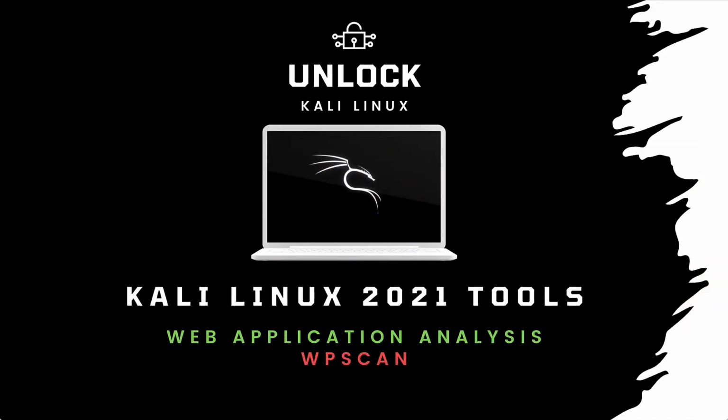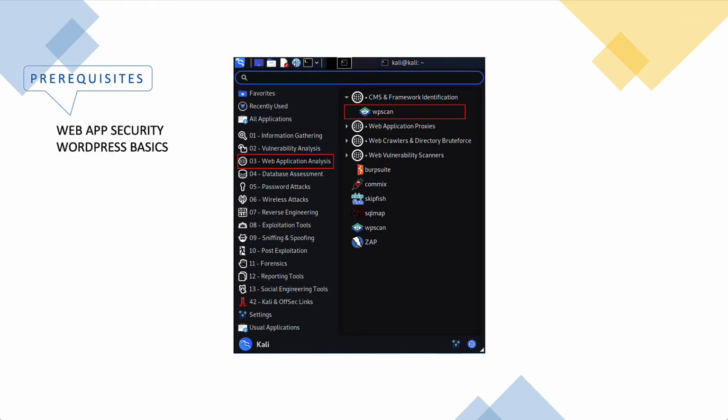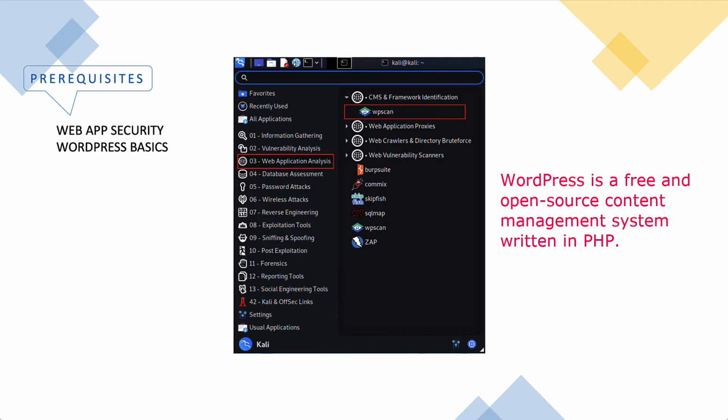Okay, so in today's video, I will start a new group of tools called Web Application Analysis, and our first subgroup is CMS and Framework Identification. The only tool in this subgroup is WPScan. WP stands for WordPress. And basically, as the name suggests, it is a WordPress security scanner.